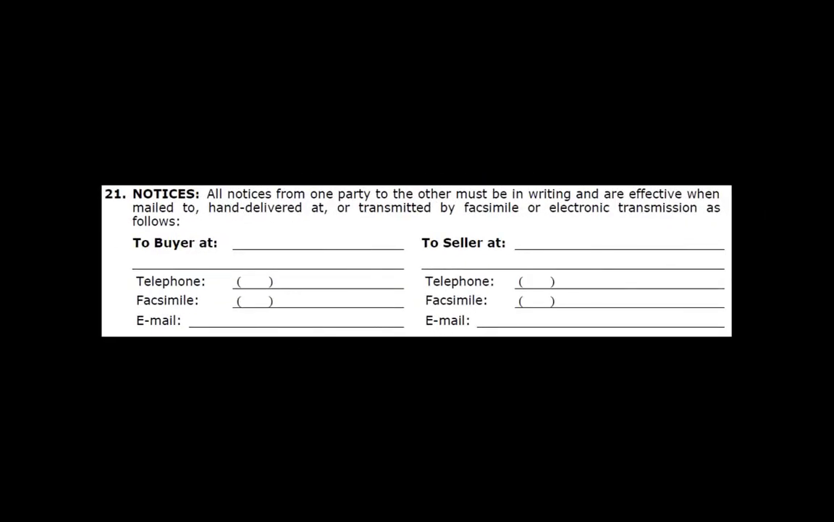Paragraph 21. We've heard so much about you. Here we are. All right, notices. All notices from one party to another must be in writing and are effective when mailed to, hand-delivered, or transmitted by a facsimile or electronic transmission to these following locations. If it's blank, then let's get that filled out, whatever it takes. Let's get it filled out.